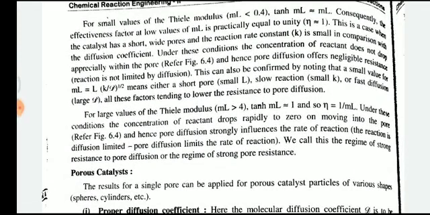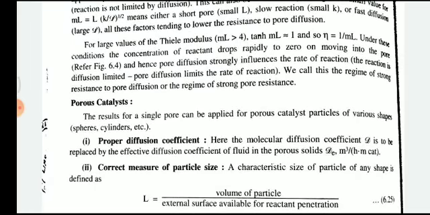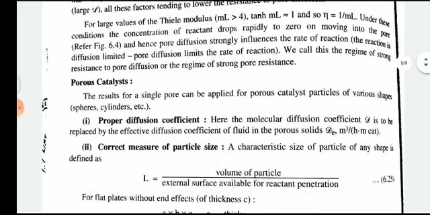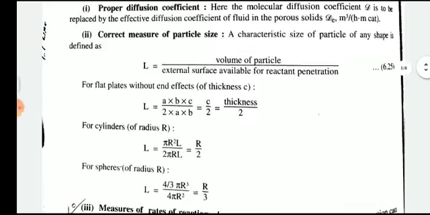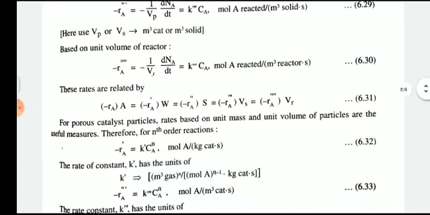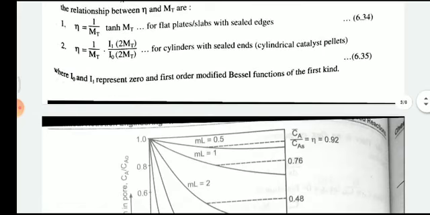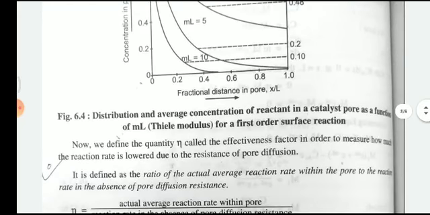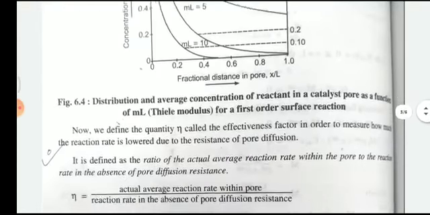In the previous lecture of CRE, we discussed the porous catalyst and which types of porous catalyst are available, and we discussed the selection criteria. Then we discussed the relation between efficiency and Thiele modulus. After the relation is given, efficiency can be defined.